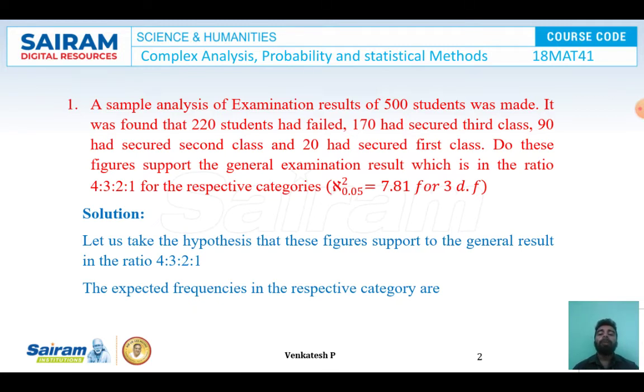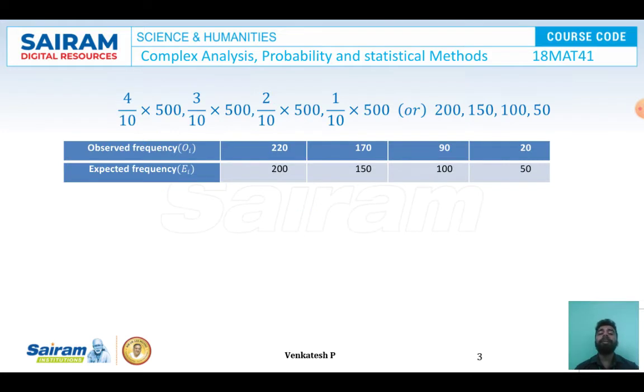Now I am going to calculate the expected frequency of the given problem. By calculating the expected frequency, I'll be getting 4 divided by 10 into 500 for the first ratio, the second ratio 3 by 10 into 500, the third ratio 2 by 10 into 500 and 1 by 10 into 500. After simplifying this, you'll be getting 200, 150, 100 and 50.